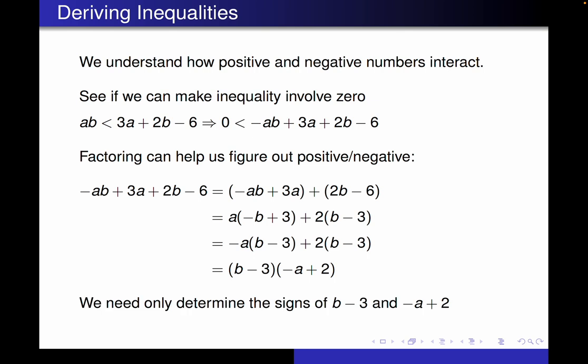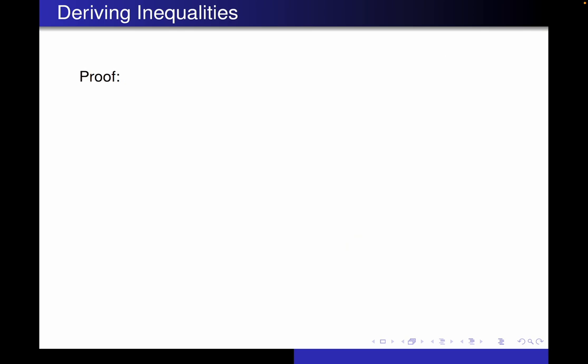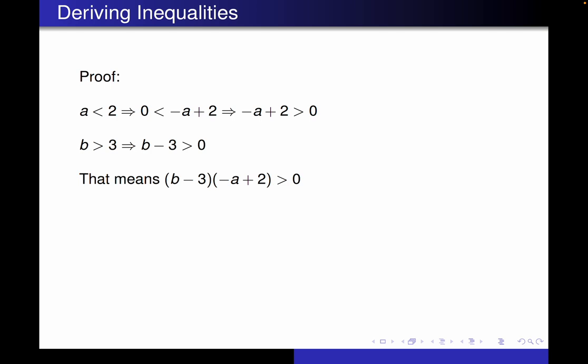Well, we just so happen to know the signs of b minus 3 and negative a plus 2 because of the assumptions that we had on a and b. Remember that a was less than 2. That tells us that negative a plus 2, if we add negative a to both sides, is greater than 0. And since we know that b is greater than 3, if we subtract 3 from both sides, we get b minus 3 is greater than 0. Which means if we multiply the positive number b minus 3 times the positive number negative a plus 2, we're going to get a positive number.